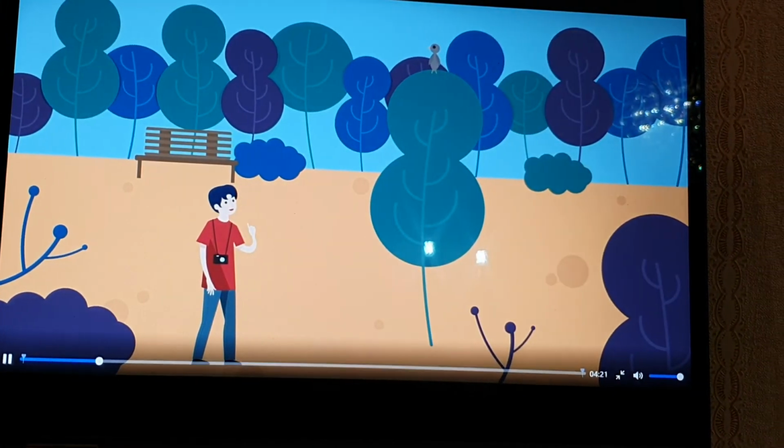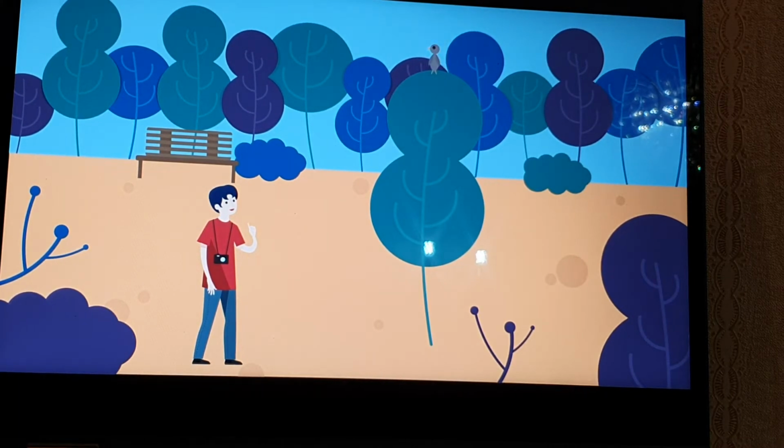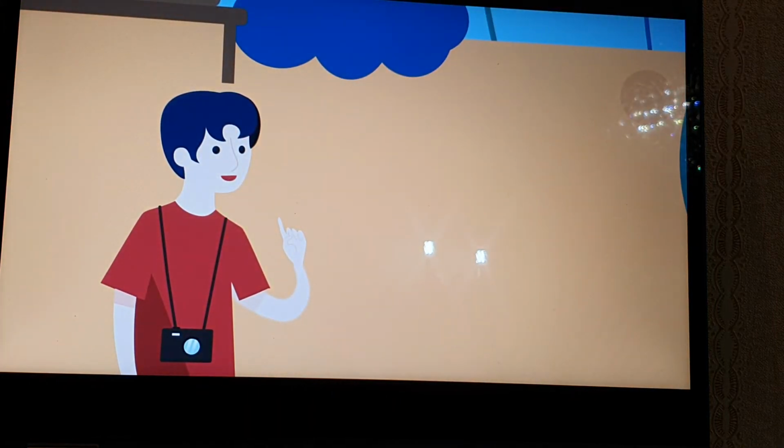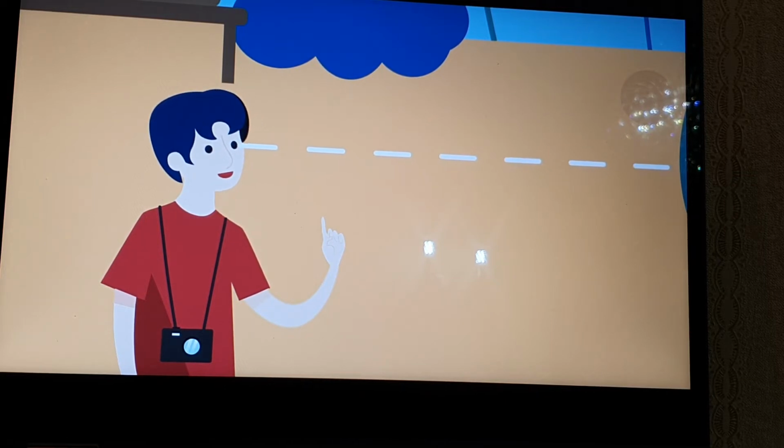Dylan looks up at the bird on the tree. When he looks up, there is an angle formed. Let's find out where this angle is. Remember, Dylan was looking straight like this just now. Then he looked up at the bird. There is an angle here.